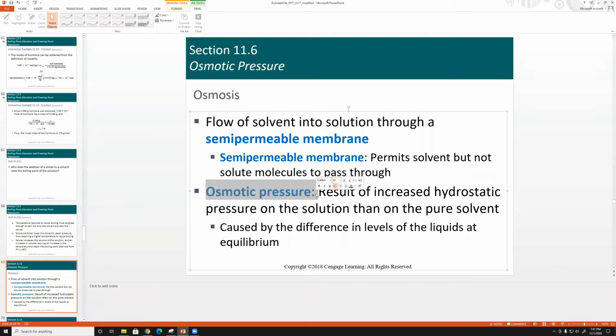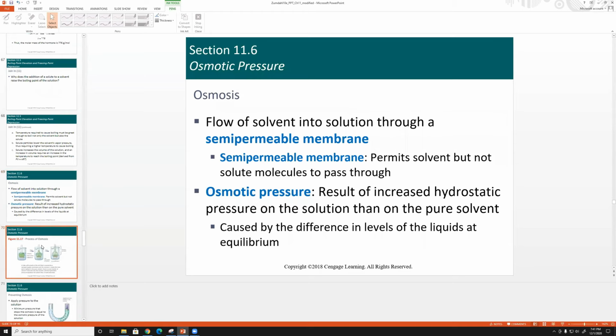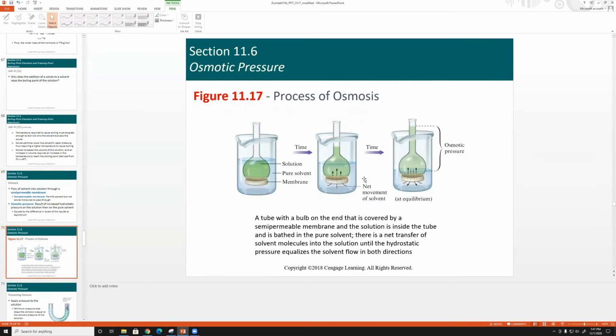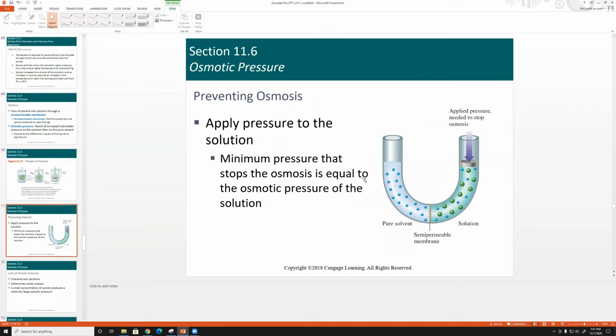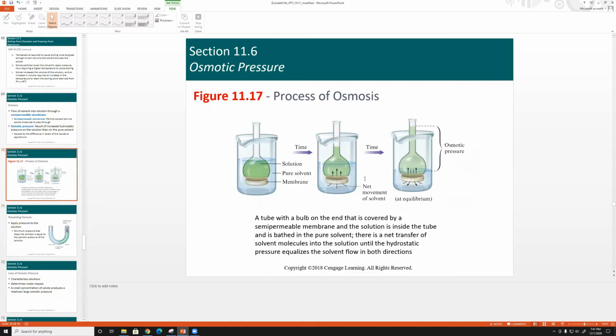The osmotic pressure results from an increase in hydrostatic pressure on the solution, compared to the pure solvent. And there's a good chart to describe this. This is not it. Oh, here it is. Yeah, this is the one I was looking for.